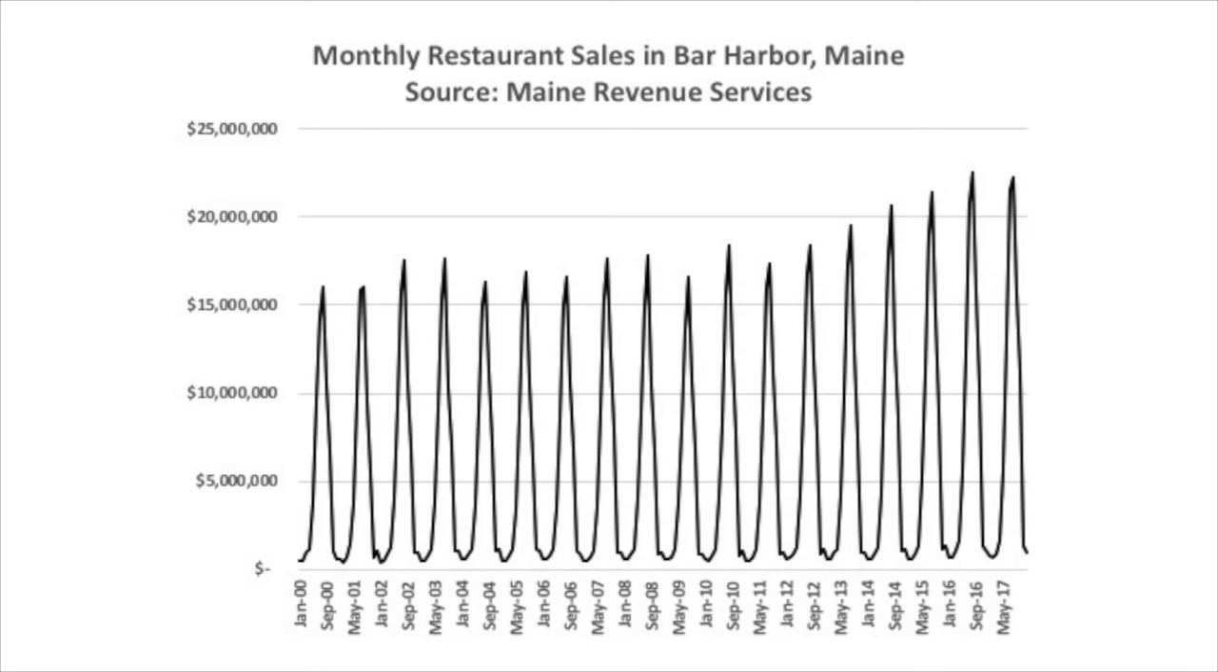Finally, here's a figure of time series data that shows monthly restaurant sales in Bar Harbor, Maine. Bar Harbor is located on Mount Desert Island, and it's a gateway community to Acadia National Park. The figure shows very high levels of seasonality, where sales spike during the summer months when there are lots of visitors to Acadia National Park.